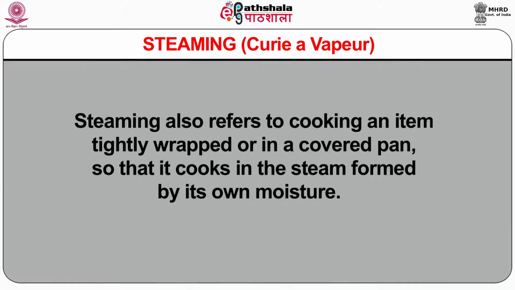Steaming also refers to cooking an item tightly wrapped or in a covered pan so that it cooks in the steam formed by its own moisture. This method is usually referred to as en papillote, where the food is wrapped in parchment or foil. Baked potatoes wrapped in foil are actually steamed.